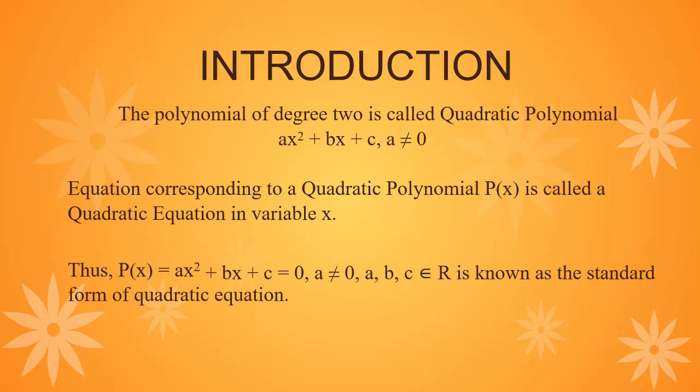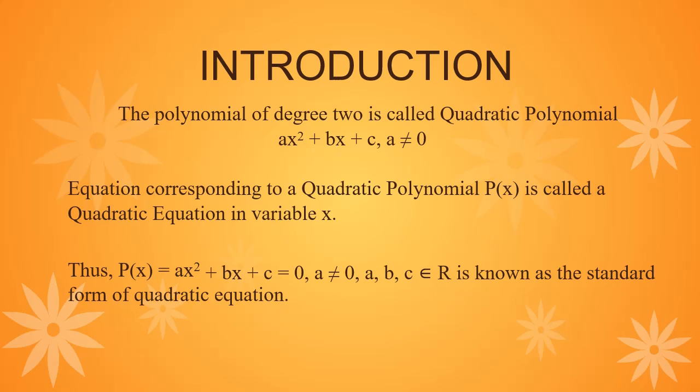Before starting with the quadratic equation, let's have a look at what quadratic polynomial is. The polynomial of degree 2 is called a quadratic polynomial. Simply, in a polynomial, if highest power of a variable is 2, then it is called quadratic polynomial. General form of quadratic polynomial is given. It's ax square plus bx plus c. Here x is the variable and a, b, c are real numbers, but a should not be equals to 0.